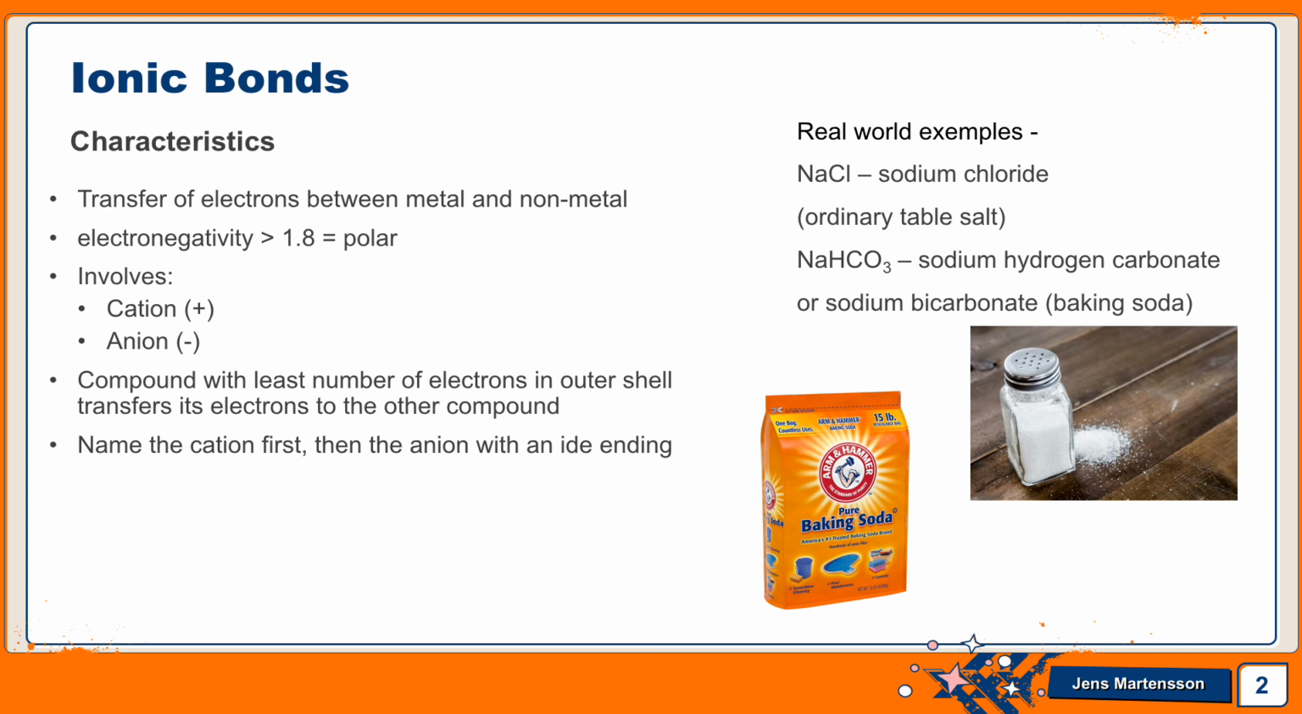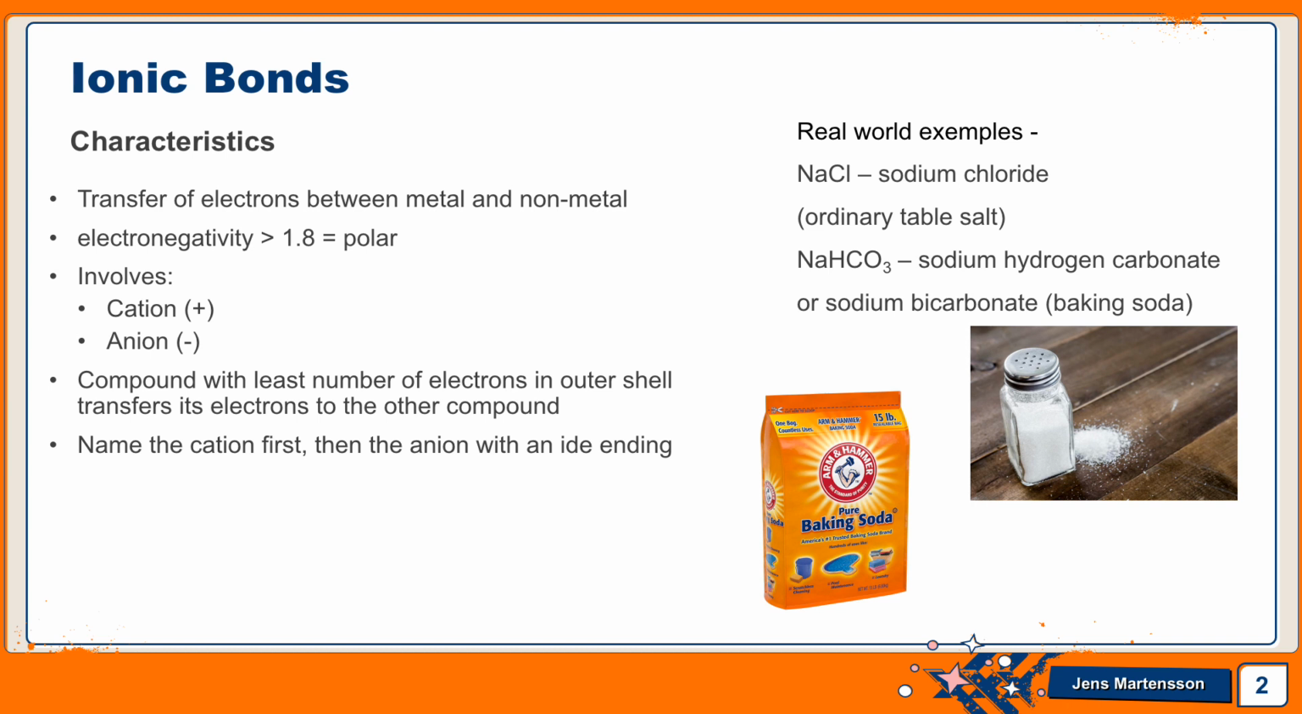So we're going to discuss ionic bonds first, and an ionic bond is when there's a transfer of electrons between a metal and a nonmetal on the periodic table. And ionic bonds are always polar because their electronegativity is above 1.8. So ionic bonds involve a cation and an anion.